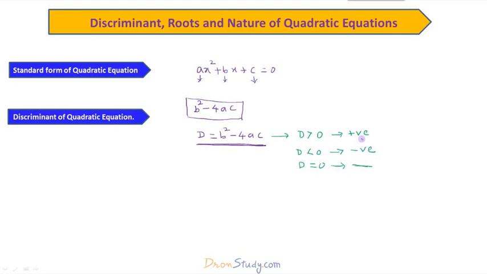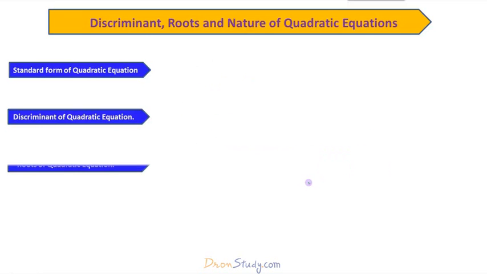So when d is greater than 0, we say discriminant is positive. D is less than 0, we say discriminant is negative. And when d is equal to 0, we simply say that d is equal to 0. Now the next is roots of the quadratic equation.